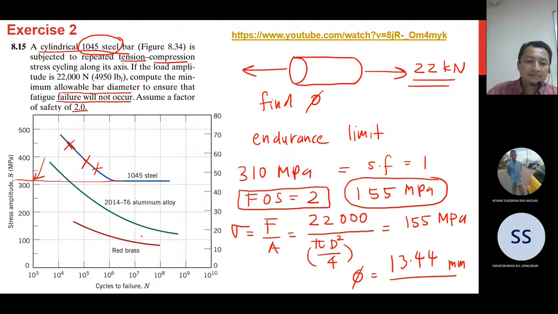Aluminium alloy ni dia tak flat line lah. Dia tak flat line lagi. Steel ni memang ada flat lah. Benda macam ni we call it plateau. Plateau ni dia flat. Kita boleh anggap dia forever lah ni. Aluminium alloy ni dia tak flat line sangat. Dia akan fail juga somewhere. Endurance challenge, dia tahan sampai bila?